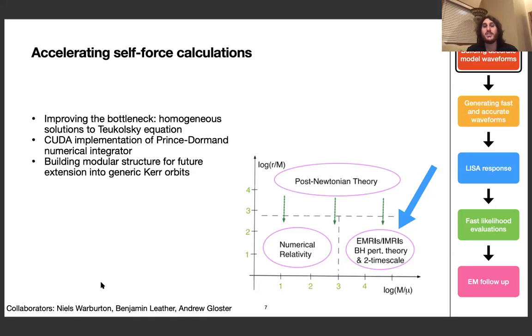To do this, we've implemented in CUDA a Prince-Dormand numerical integrator, originally implemented by Andrew Gloucester and improved upon by myself. And this is, I want to say, generic. It is not particular to this case, so we can use this for other work. If you're interested in that, please let me know. And we've built this in a modular way so that we can expand into generic Kerr orbits in the future as we get this code up and running and checked.